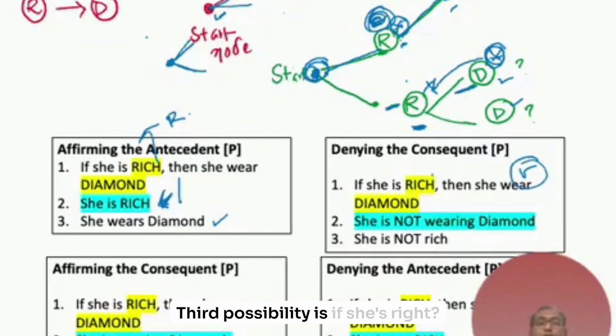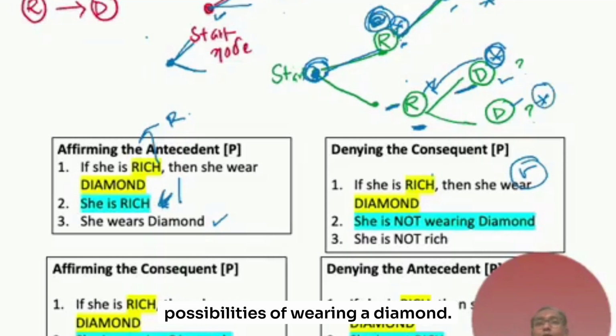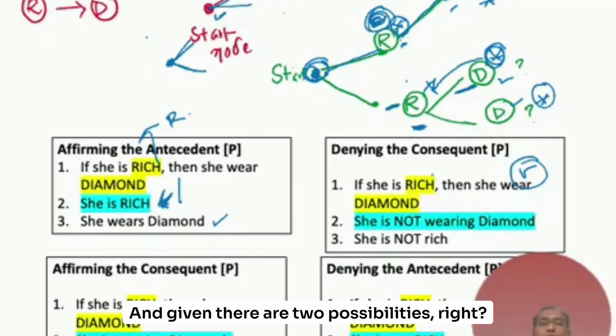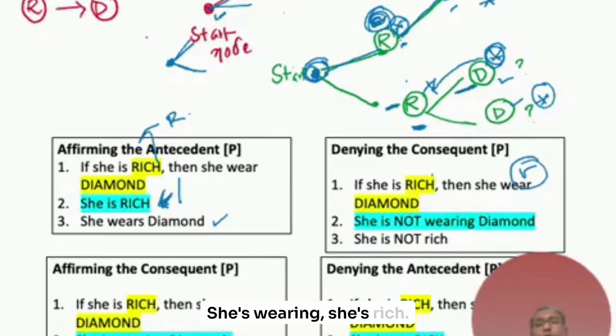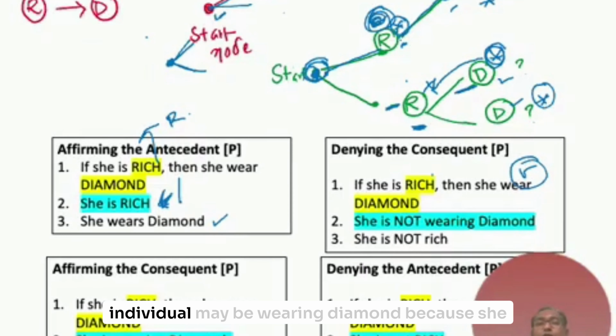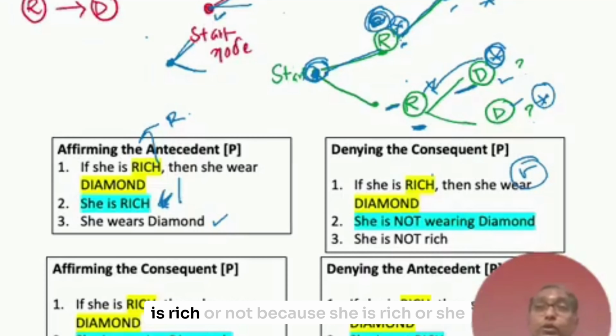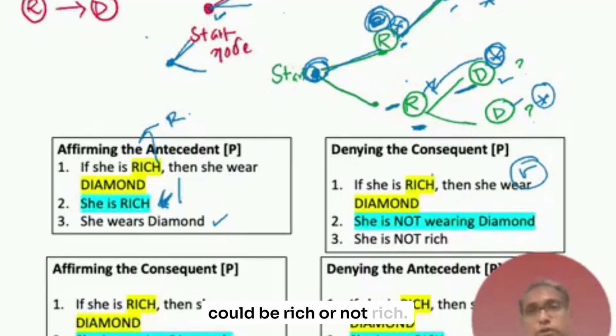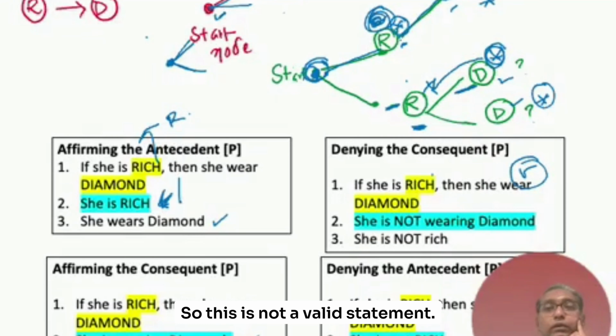Third possibility is, if she is rich, she is wearing a diamond. She is wearing a diamond. And you can see that there are two possibilities of wearing a diamond. And given there are two possibilities, let's see what the conclusion is. She is rich. Well, you can go to the antecedent of rich or not rich from these two different states, meaning that the individual may be wearing diamond because she is rich or not because she is rich, or she could be rich or not rich. So this is not a valid statement. This is not a valid statement. This is a valid statement.